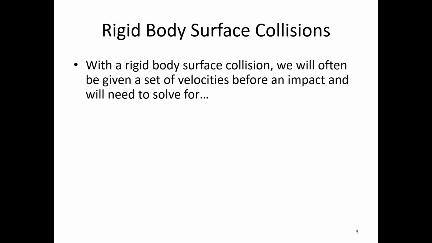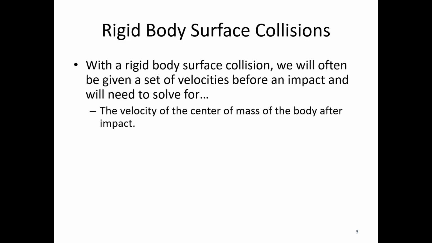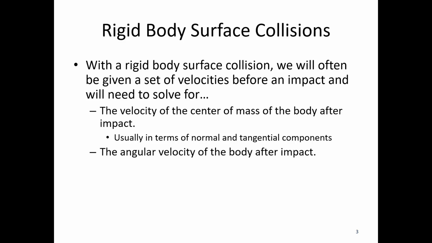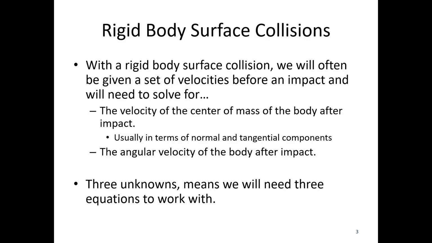With a rigid body surface collision, we're often going to be given a set of velocities before an impact, and we'll need to solve for the velocity of the center of mass after the impact, which can include components. We can have normal and tangential components after the impact, or we could have x and y components. And we're also going to have the angular velocity of the body after the impact. So we've got three unknowns: the normal velocity after the impact, the tangential velocity after the impact, and the angular velocity after the impact. Three unknowns means we're going to need three equations to solve for them.